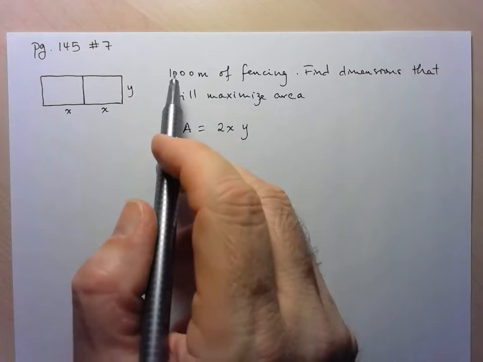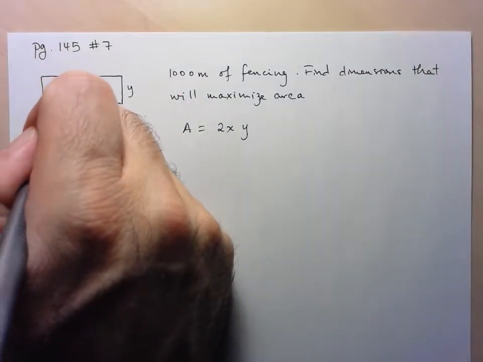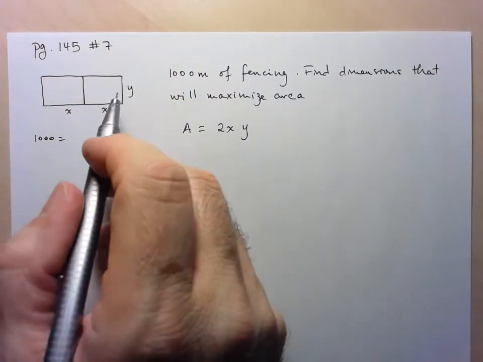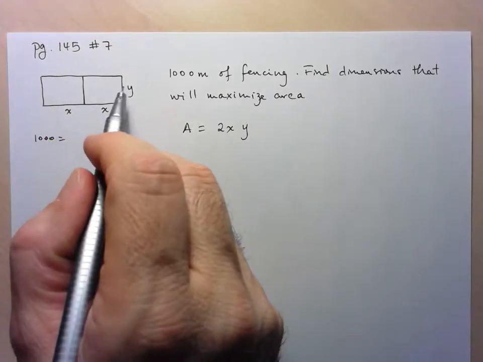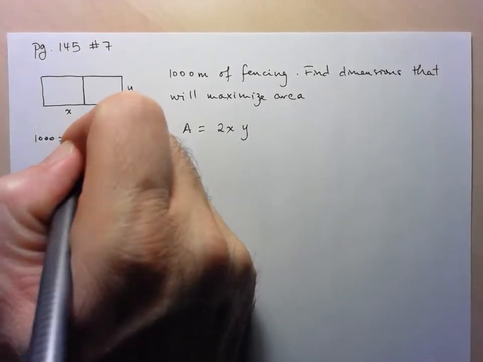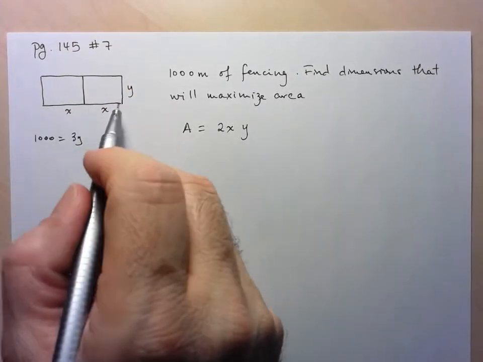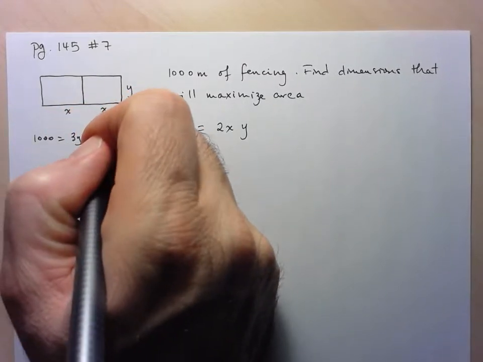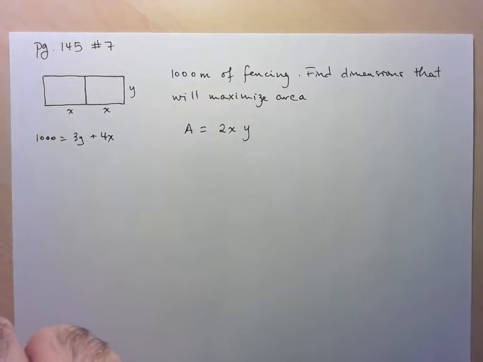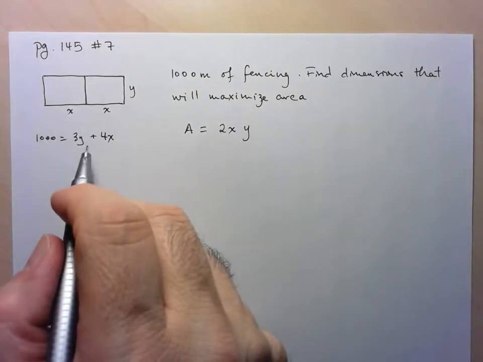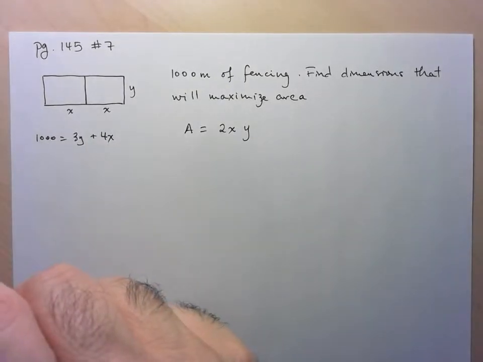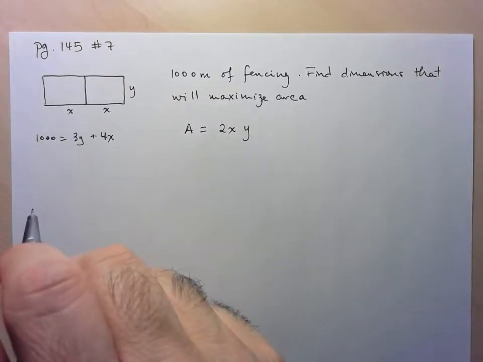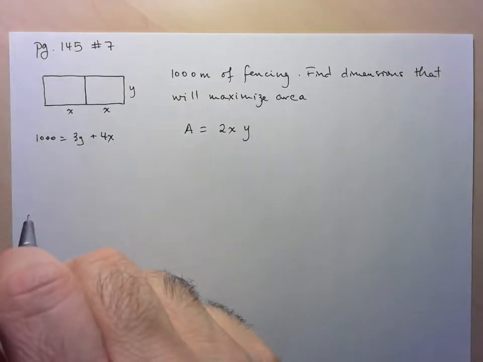So if we take this 1,000 meters, what does it encompass? Well, it encompasses these three sides here, which are all y, so 3y. And we've got these two sides, each 2x, so 2x plus 2x, so 4x. Now we have an equation that relates x and y, so we just have to decide which one we're going to isolate.